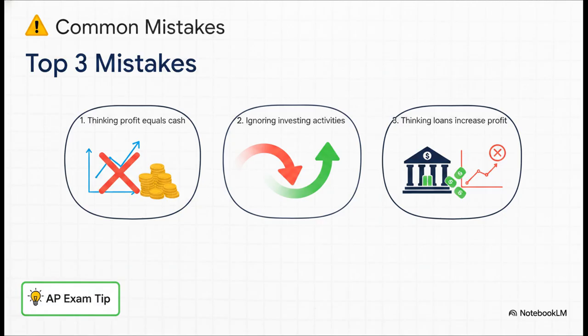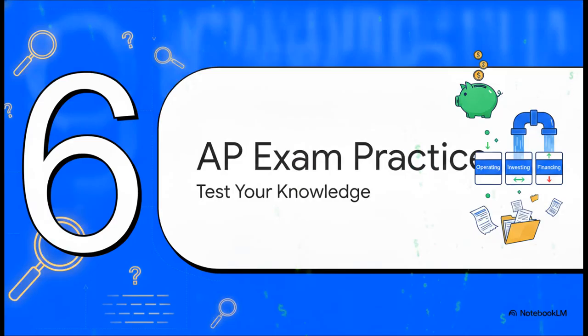The second mistake is ignoring negative investing activities. Students often see a negative number in investing and immediately think the company is doing poorly. In reality, buying new equipment reduces cash today, sure, but it signals future growth and increased future earnings. And the third mistake, thinking that receiving a bank loan increases profit. Loans increase your cash balance, yes, but they absolutely do not make you more profitable. And for the AP exam, always carefully distinguish between your income statement, which shows profit, your balance sheet, and your cash flow statement.